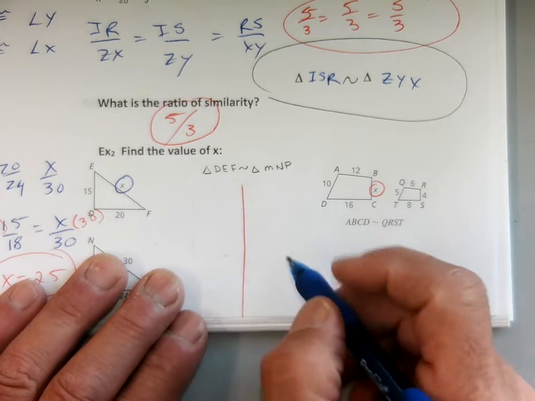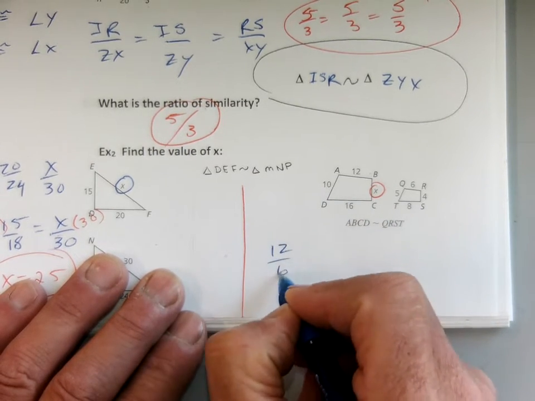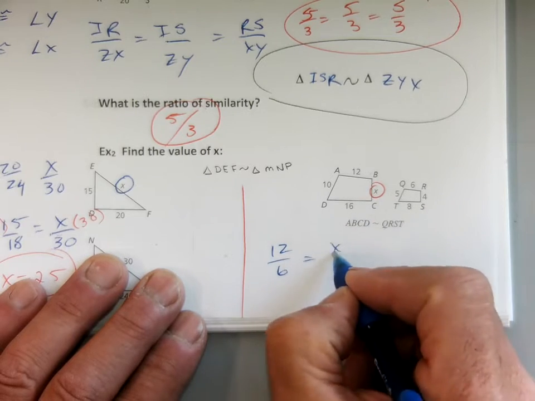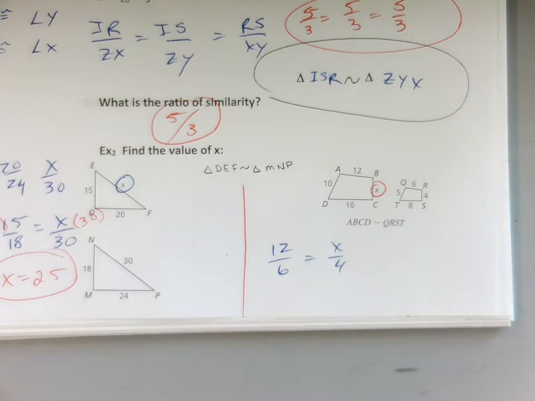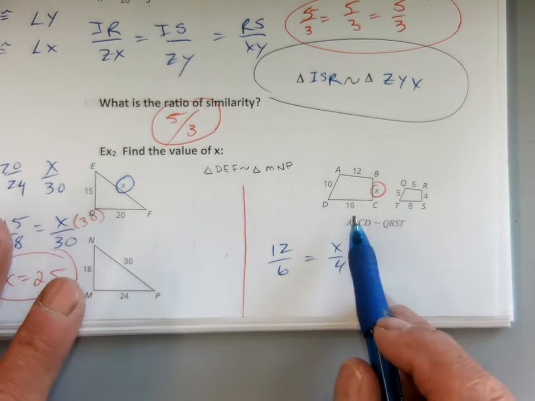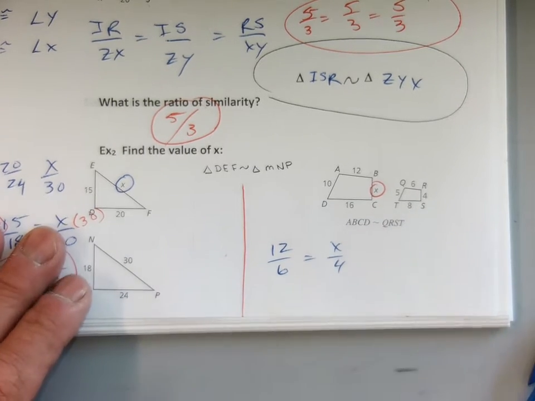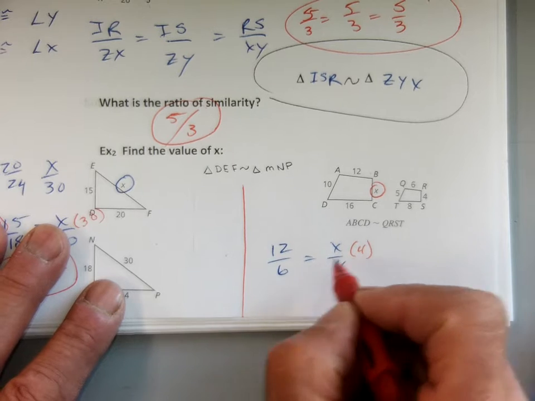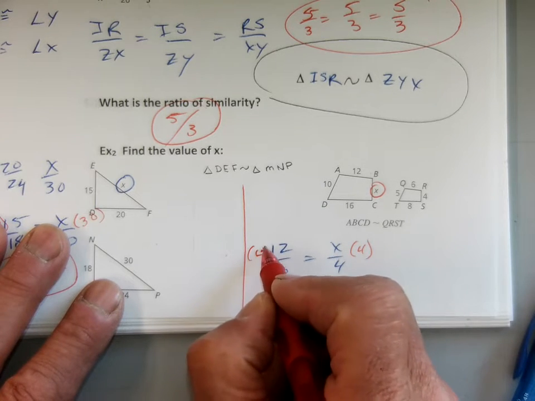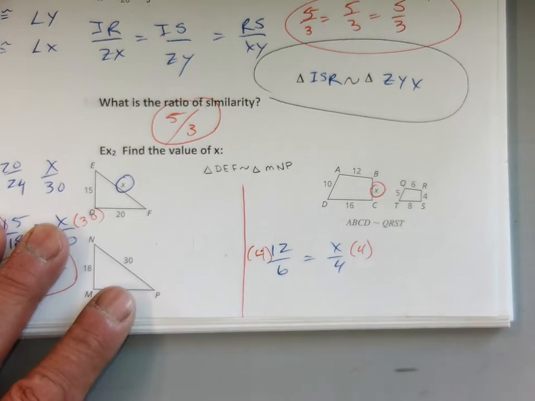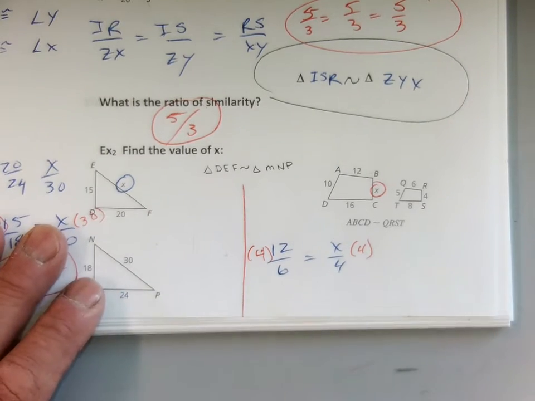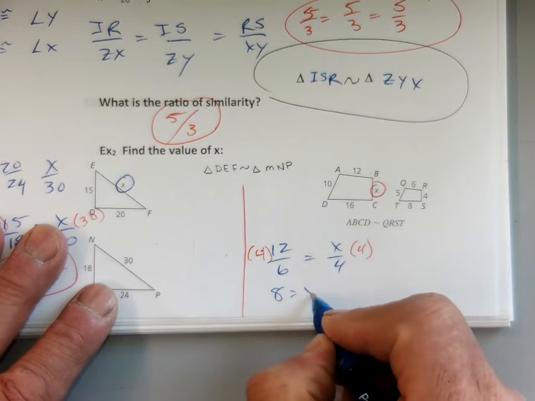But I could say, okay, 12 goes to 6 as x goes to 4, right? Or any of them, right? Any of the corresponding sides. I just picked that one. I could have gone 16, 8, but I can see it's twice as big. Multiply by 4. I already know the answer, but I'm just going to do the math anyway. 48 divided by 6 is 8. X equals 8, okay?